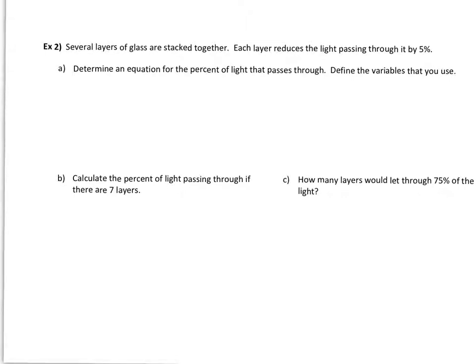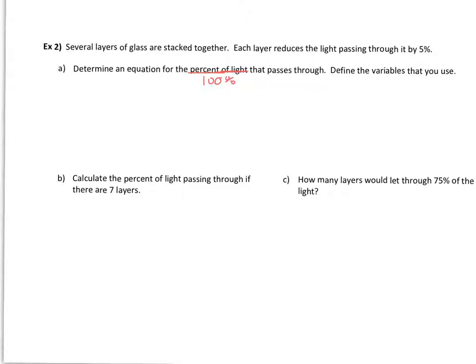So let's think about this. Initially, if you have no layers of glass, what percent of light will actually pass through? What's our initial value? Well, I'm thinking the initial percent of light would be that all of it is going to pass through, or 100% of it will pass through, because there are no layers of glass there. All right, so that's our initial value.